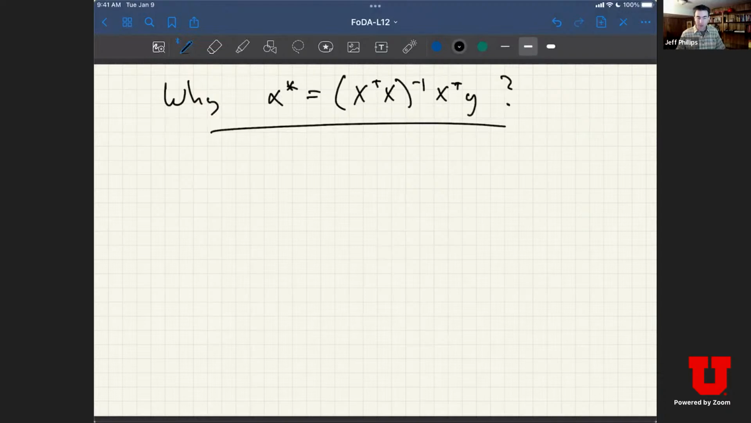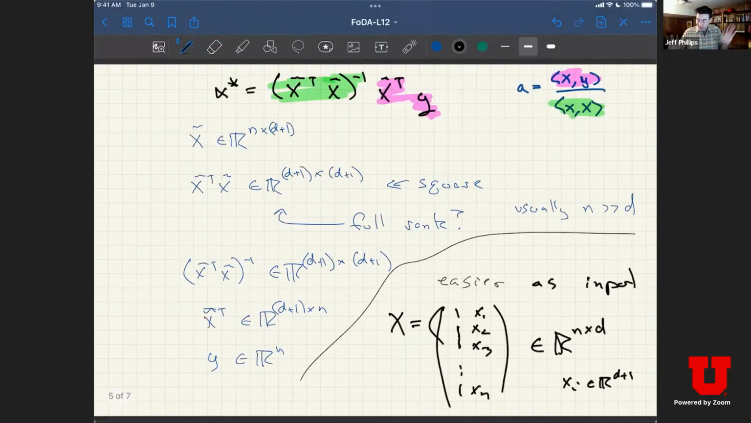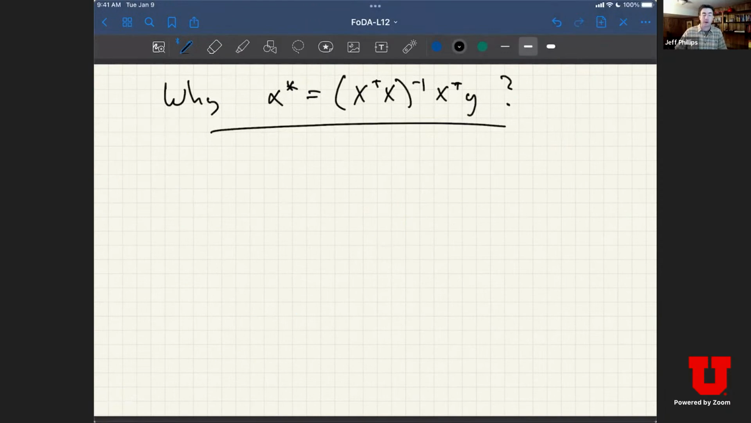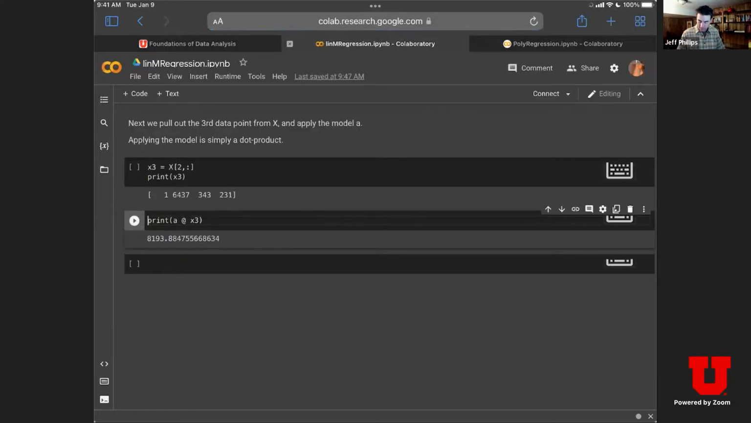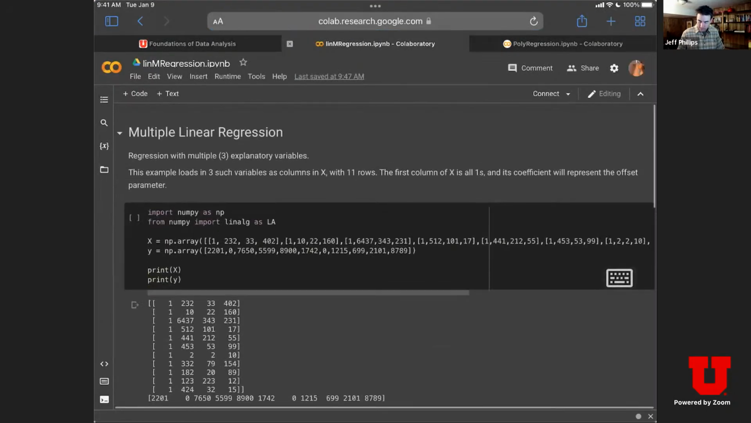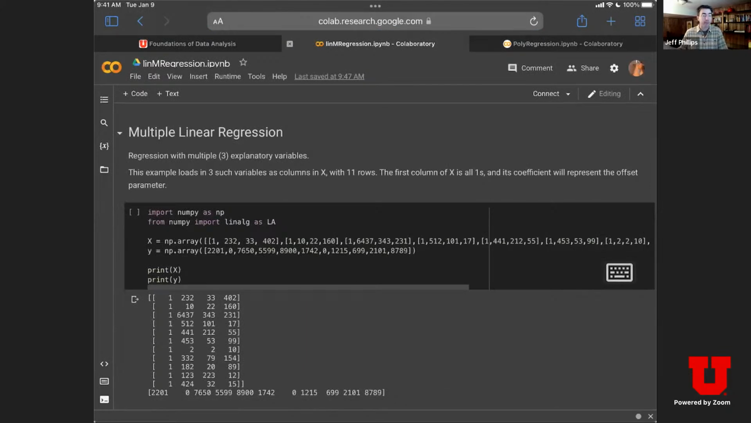But before we go on to polynomial regression, this is it. This is the whole algorithm for high dimensional linear regression. Let me do an example in Colab just to see how this works. We'll see that this is multiple linear regression. This is going to be pretty simple to do. I'm going to write this in NumPy and using the linear algebra package, which I loaded ahead of time.